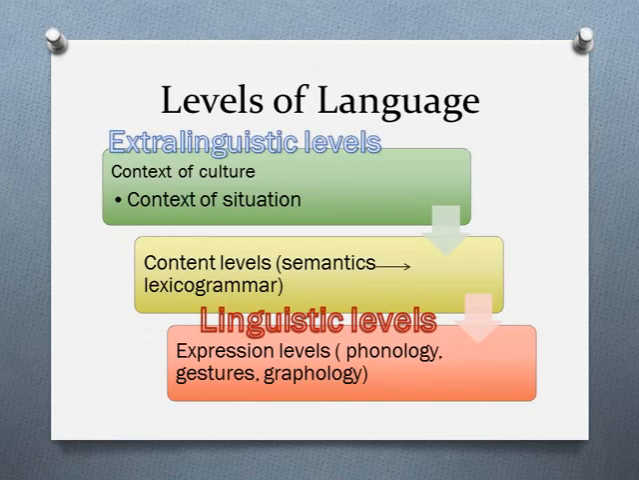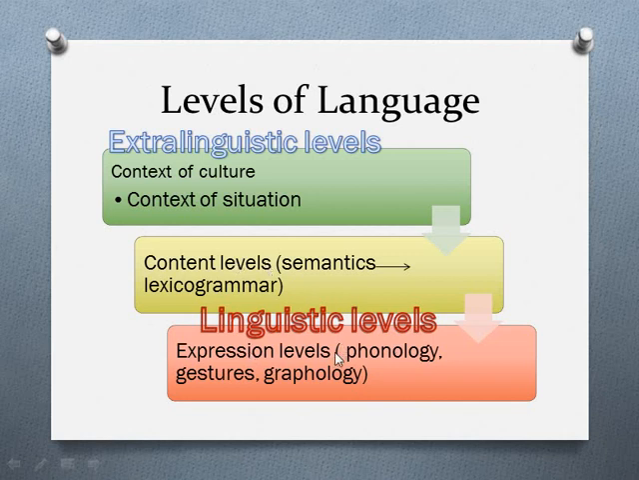Okay, and the next, as I said, functional grammar is actually part of linguistics. And here, when we talk about the levels of language, there are two levels. The first is extra-linguistic levels, and then linguistic levels. So when we have a look at this one, let's start from the bottom. There are two parts of linguistic levels: content levels and expression levels.